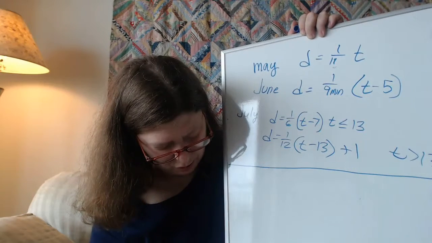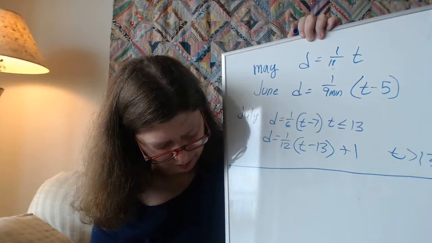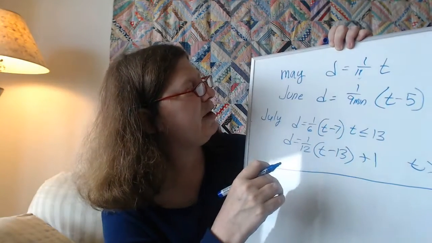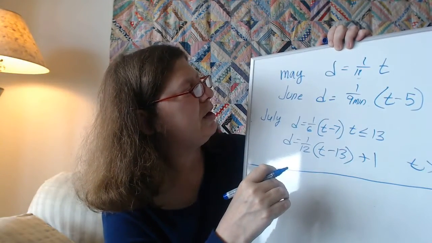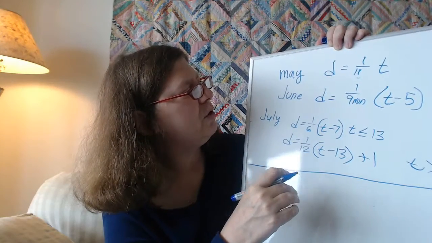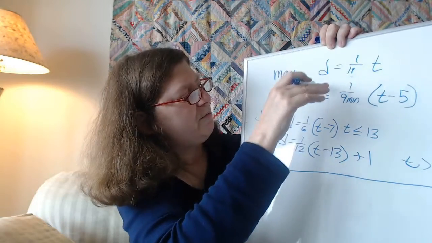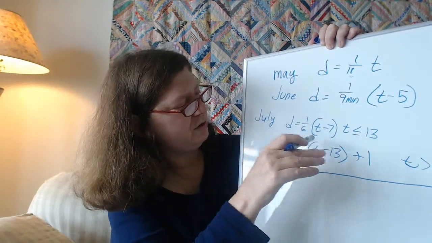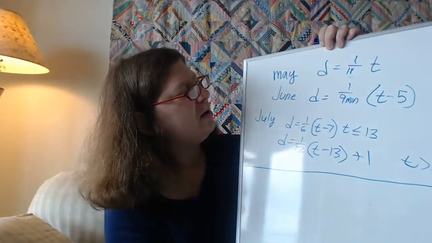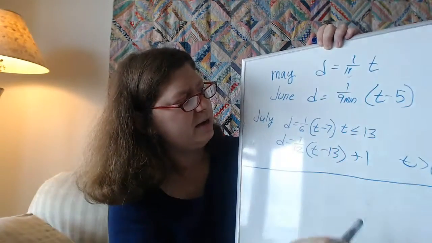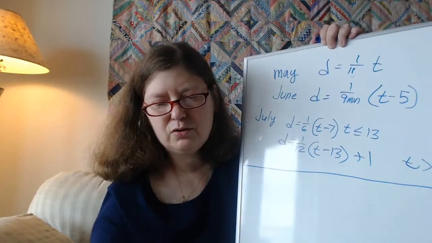And then they ask, who's the first person to run 3 miles? So how would we figure this out? We want to figure out what t is at 3 for each of these. So we just put in 3 and compare the times.